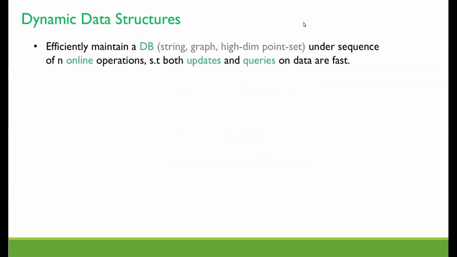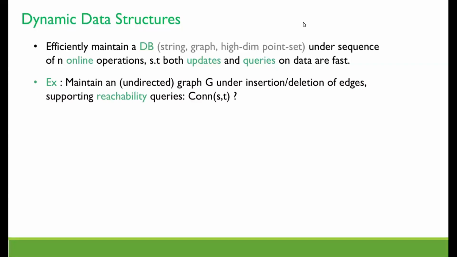In dynamic data structures, we have an online sequence of update and query operations, and we need to cheaply maintain this sequence of operations by accessing our memory as little as possible. For example, consider undirected graph connectivity. We want to maintain an undirected graph G under insertion and deletion of edges while supporting reachability queries, that is, whether or not S and T are connected.